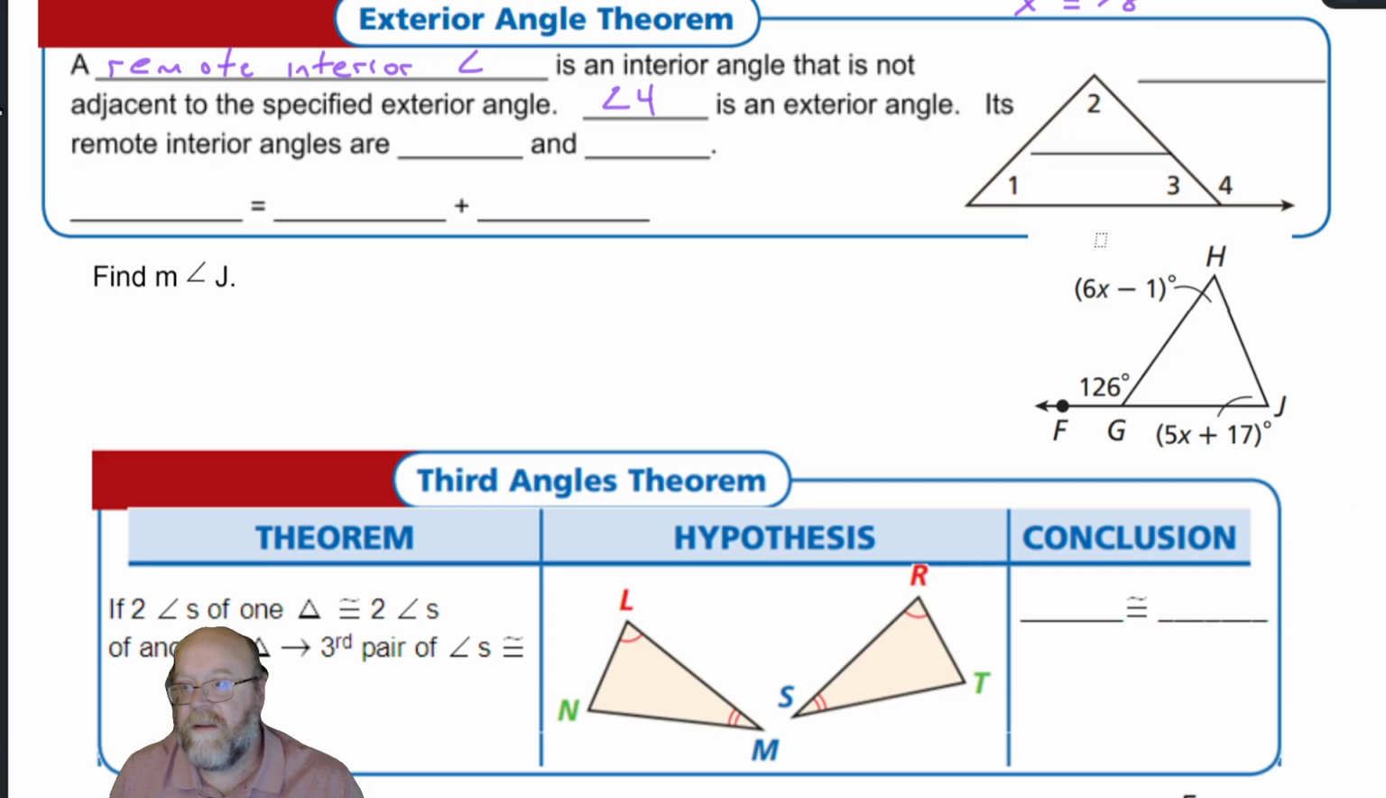If you extend this side out, and see how it makes an angle right here? It's made by the shape, sort of. It is made by the shape. So if you didn't notice, 3 and 4 are a supplementary linear pair. So they're going to add up to equal 180. Well, what else adds up to equal 180? All 3 angles in a triangle. So the remote interior angles are the interior angles that aren't next to the 4. So that's going to be angle 1 and angle 2.